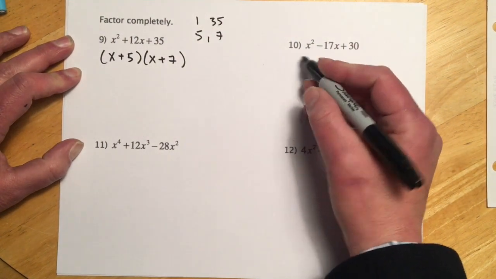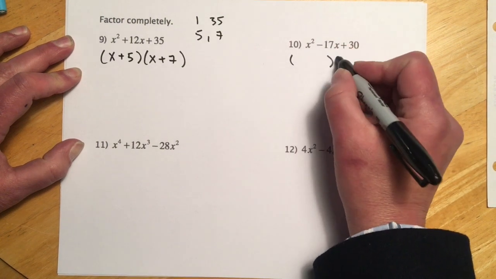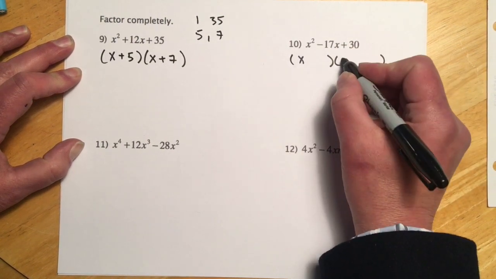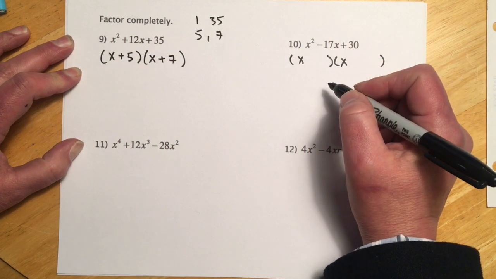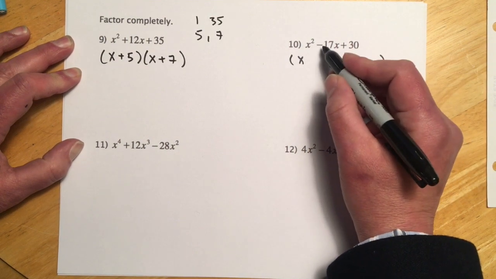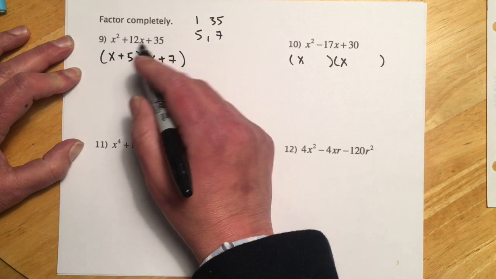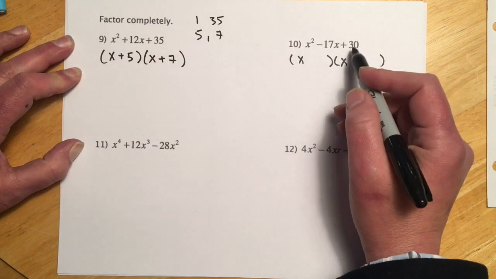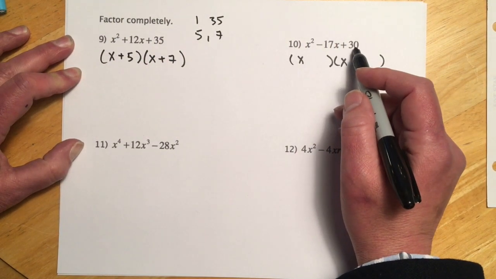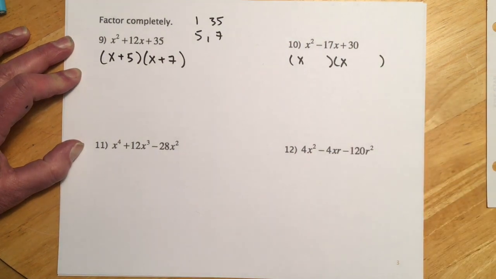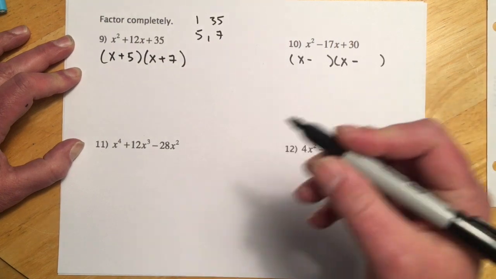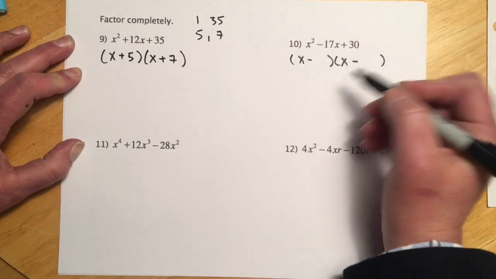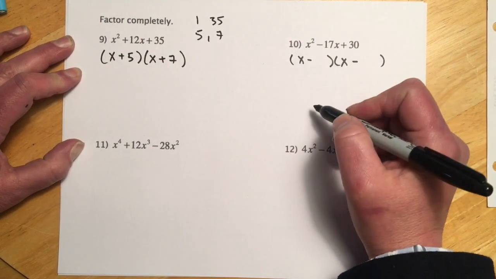The next one, same setup, so we have x's in front. And we're doing what multiplies to 30 and adds to be 17. But this time notice it's a negative 17, so back here they're both positive, so we didn't really even have to think about the signs. But here they multiply to a positive but add to a negative, so that means both numbers are going to have to be negatives in order to add to a negative and multiply to a positive. We'd have to have the same signs.